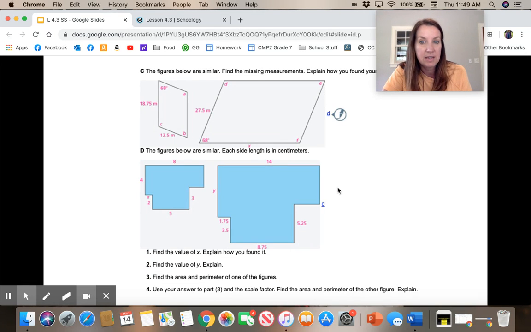In question C, it says, the figures below are similar. Find the missing measurements. Explain how you knew. So here they want the missing angles as well. What do you know about parallelograms? You should know that the opposite angles are equal. So that would tell you that this angle here is also 68.